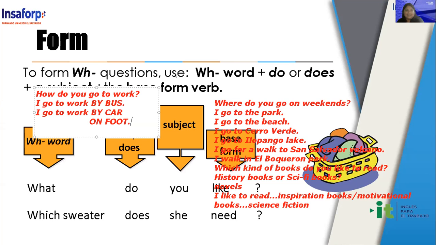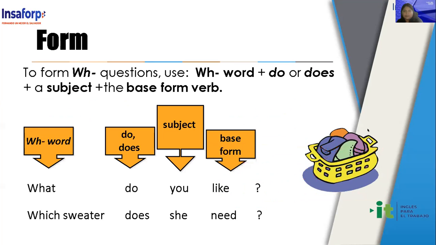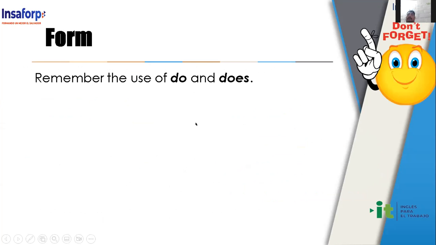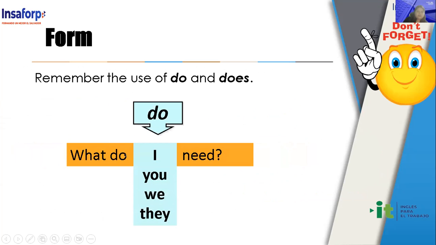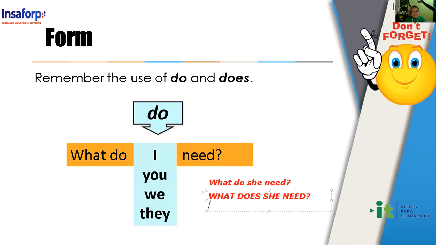Let's continue, guys. So now let's continue checking some more examples. Remember the use of do and does. What do you need? What do they need? What do I need? What do we need? And what do they need? Okay, so I'm going to test you. What do she need? Is it correct? No, it's not correct. What does she need?